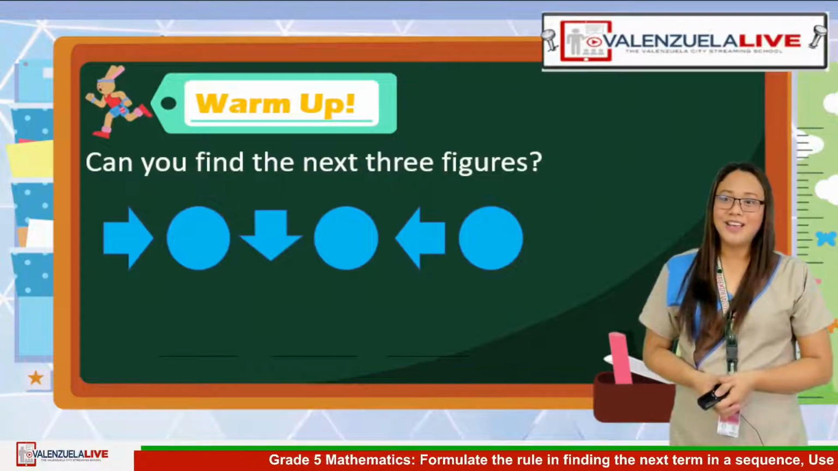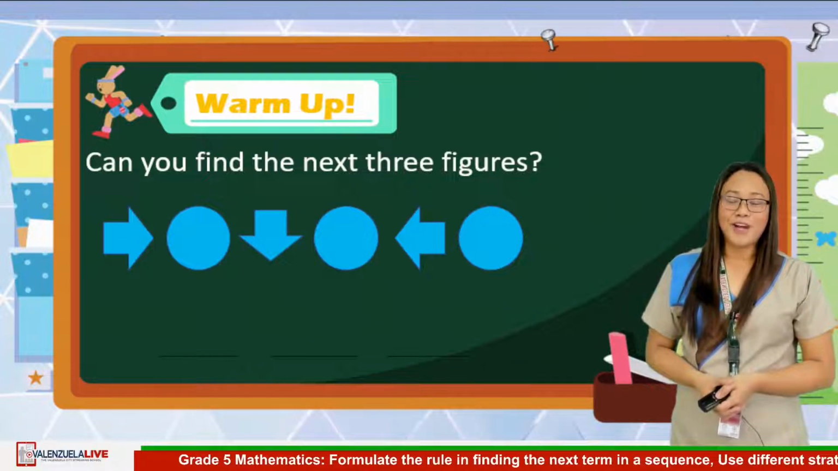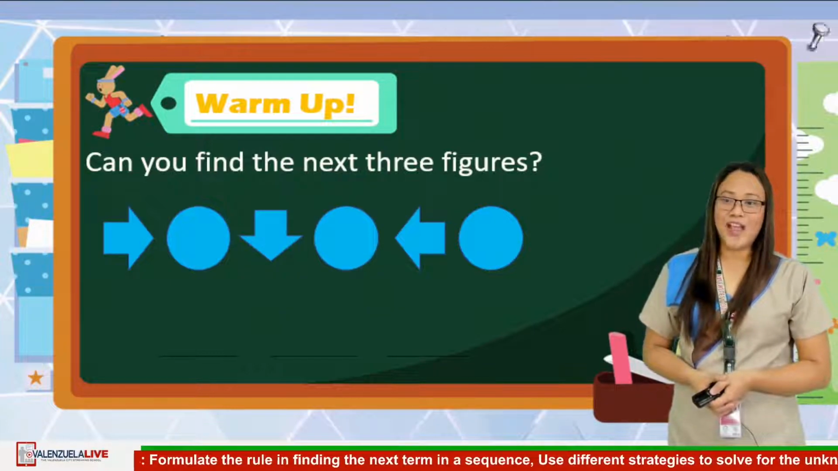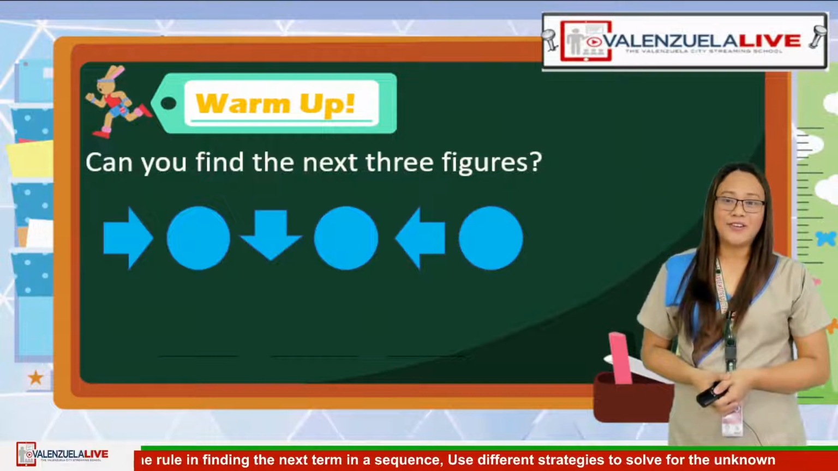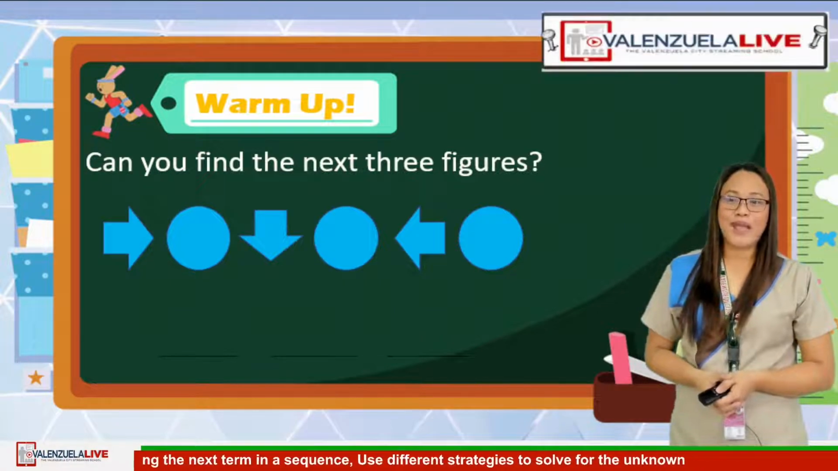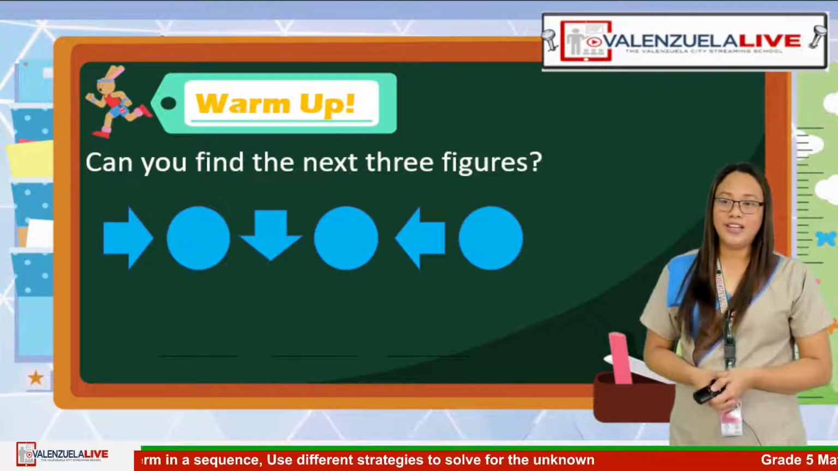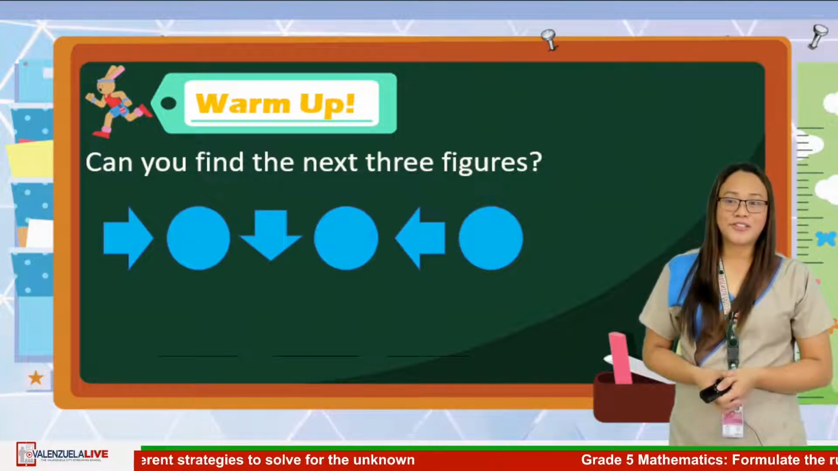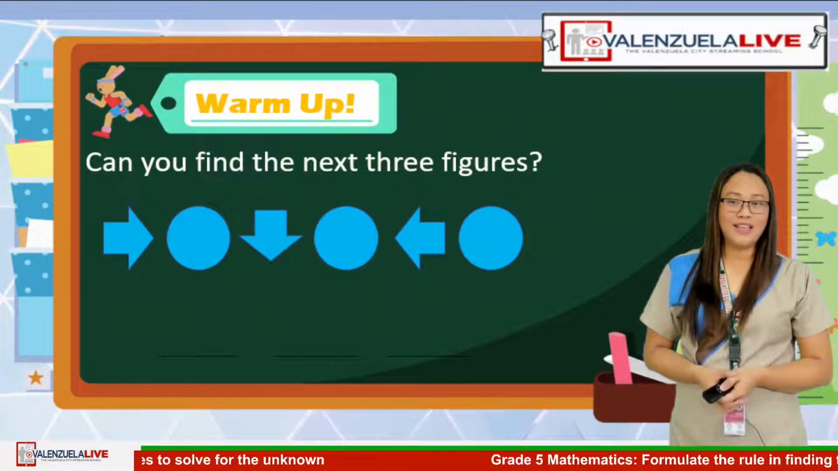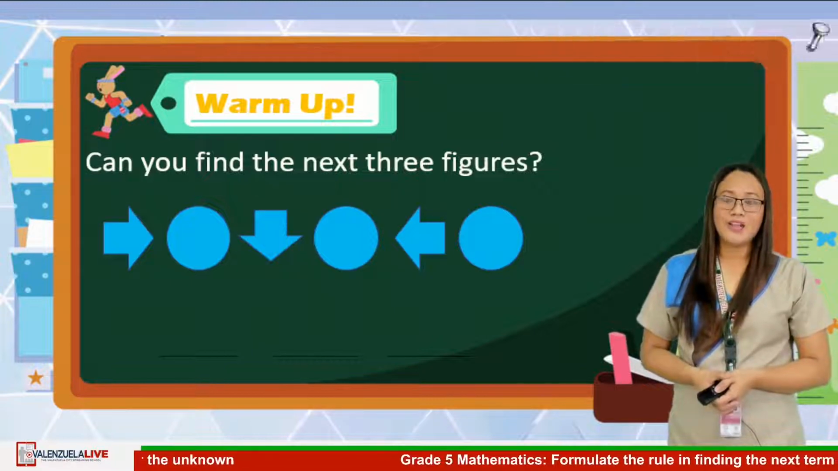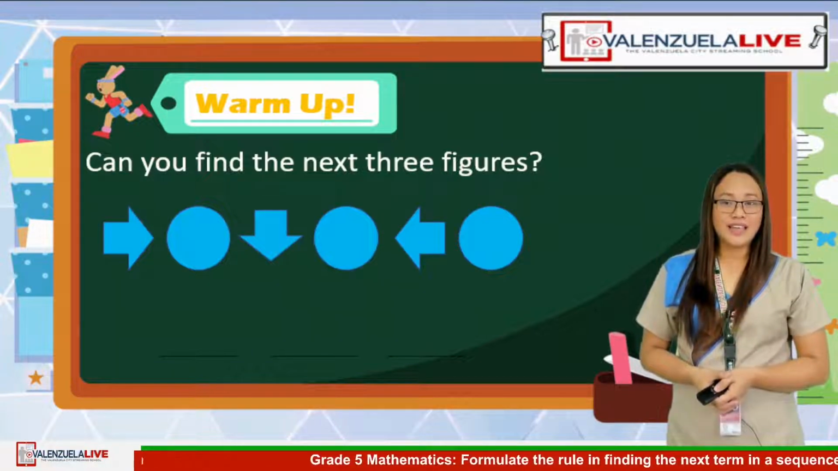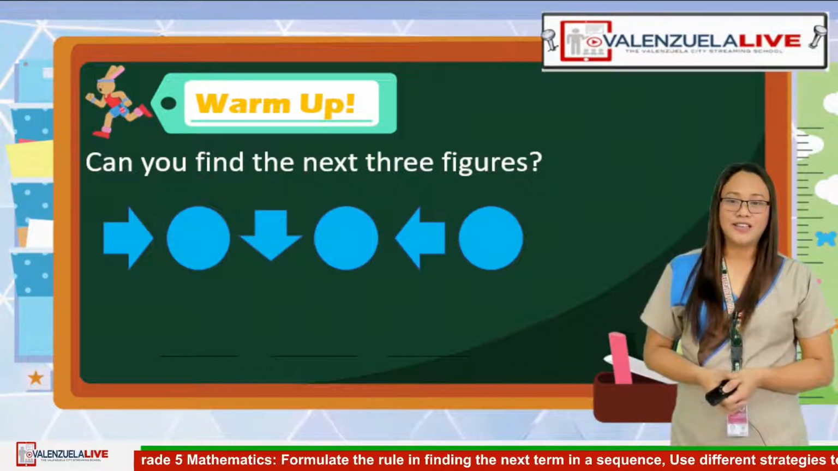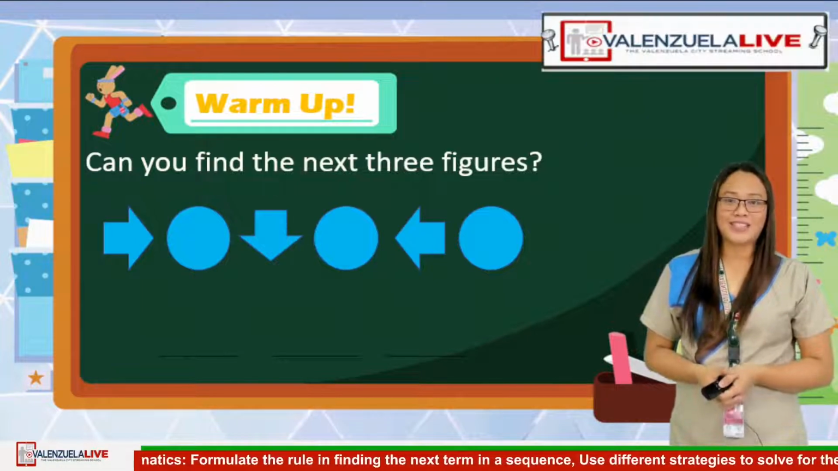Okay, so I guess the bunny is ready for a warm-up. Are you willing to go with the bunny in answering this? Can you find the next 3 figures? All right, try to look at the pattern closely. The pattern here is we have the arrow going to the right, circle, then the third one is arrow going down, and we have the circle, and next is the arrow going to the left, and we have the circle. So can you guess what will be the next shape?